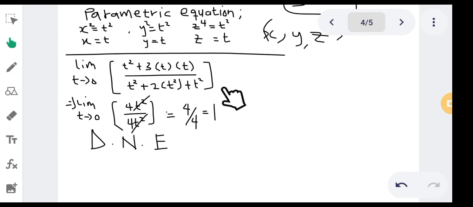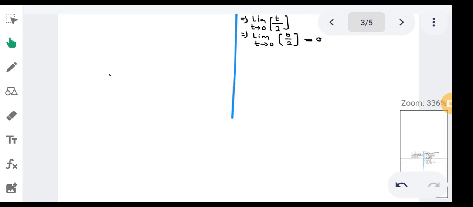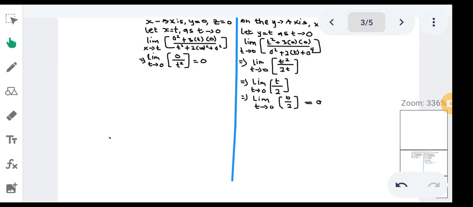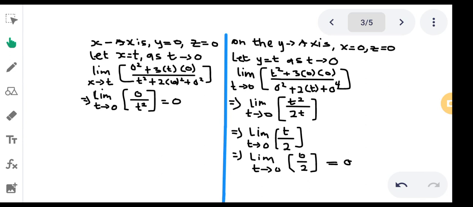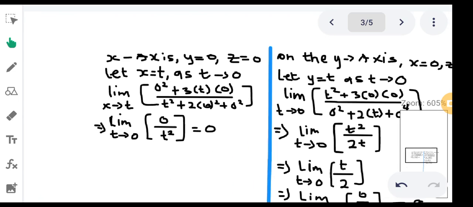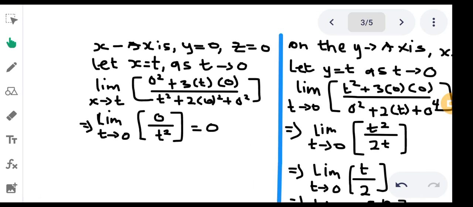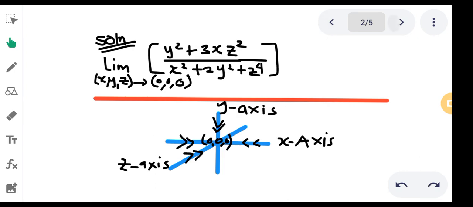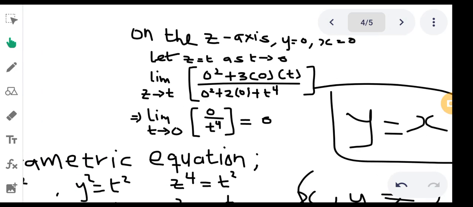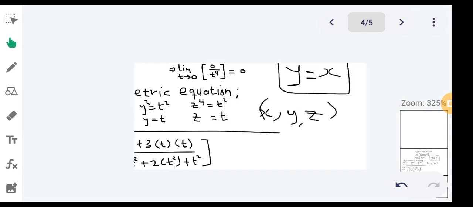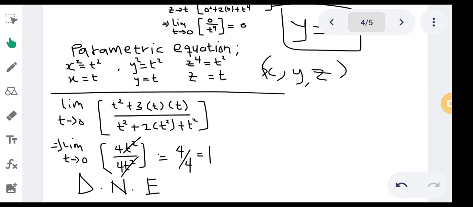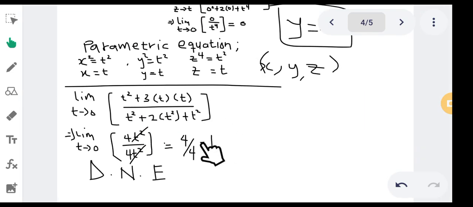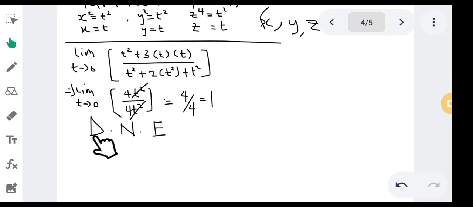So immediately you get 1, and 1 is not the same thing as 0, because when we did the y-axis, we had 0, and when we did the x-axis, we also had 0. When we did the z-axis, we also had 0, but when we used the parametric equation form, we had 1. And because 1 is not equal to 0, it means the limit does not exist.